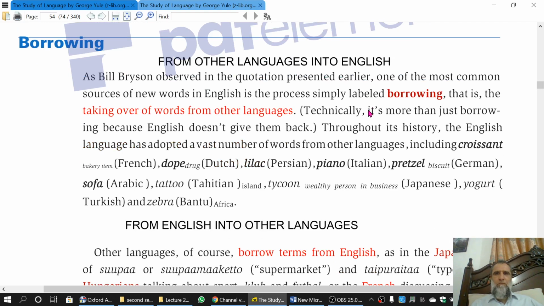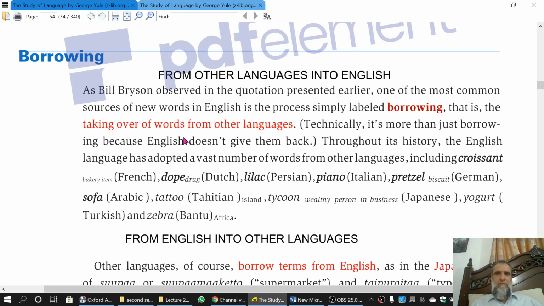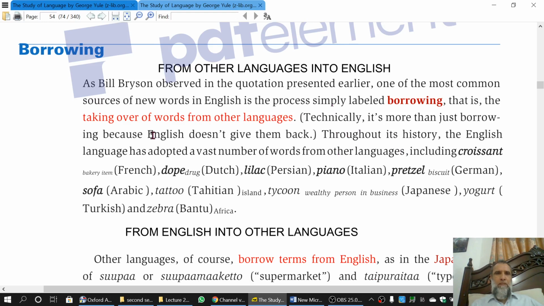Borrowing. This is the most common source of new words in English, because a lot of words have been borrowed from other languages into English. So unlike coinage, which is less common, this is the most common source of new words in English, and this process is simply known as borrowing. It means taking over of words from other languages.